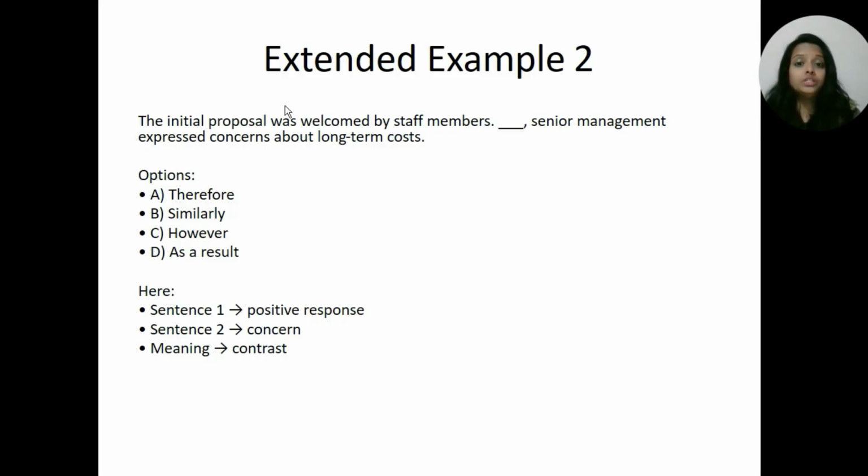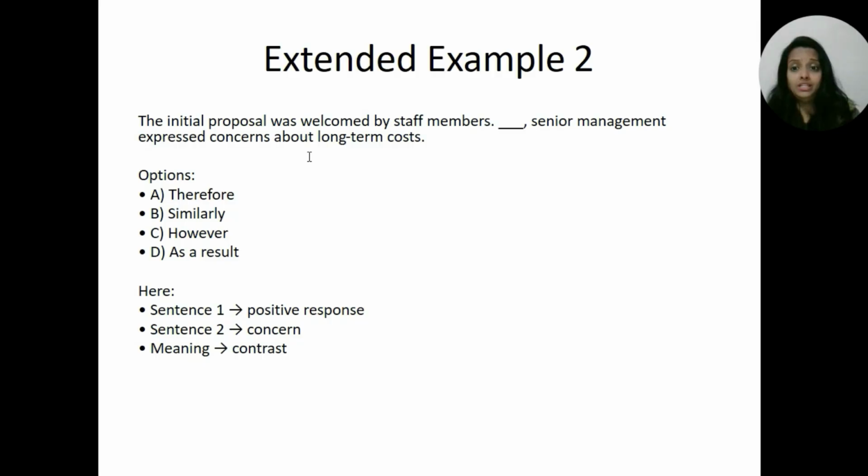Now, let me tell you another example. The initial proposal was welcomed by staff members. Dash, senior management expressed concerns about long-term cost. And the options are: therefore, similarly, however, as a result. So the first sentence is a positive response, right? The initial proposal was welcomed by staff members. And immediately, the second sentence, senior management expressed concerns. So it is about the concern.